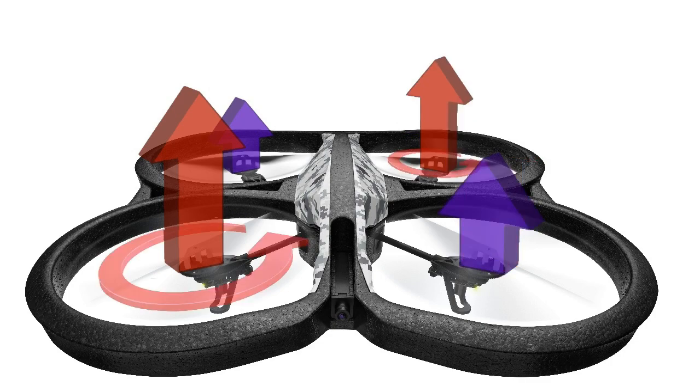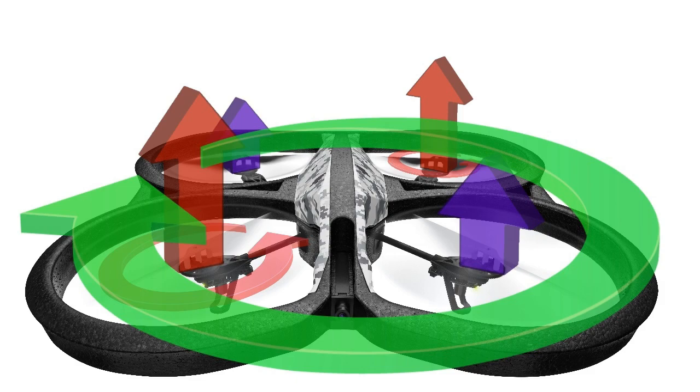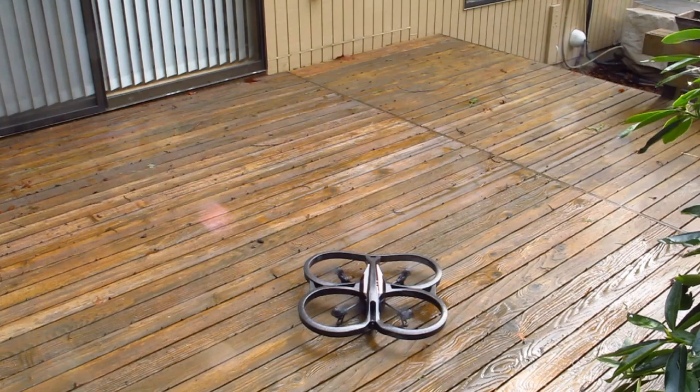To yaw in a clockwise direction as viewed from above, the drone will increase power to the front left and back right motors, which are rotating counterclockwise, and also decrease the power to the front right and back left motors, which are rotating clockwise. An increase in thrust is shown with red arrows, and a decrease in thrust is shown with blue arrows. The net thrust upward will remain roughly the same. However, the drone is now generating more counterclockwise angular momentum, so to conserve angular momentum, the drone will begin to yaw clockwise.